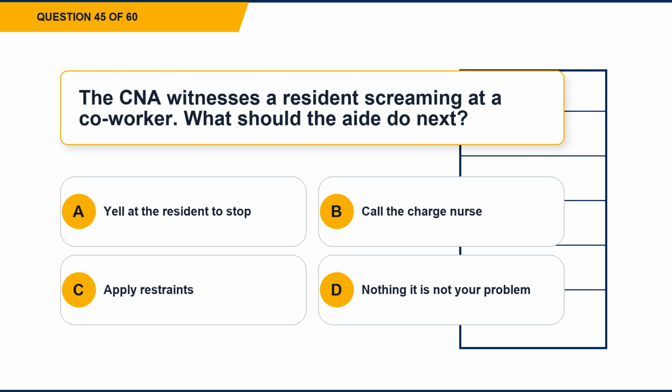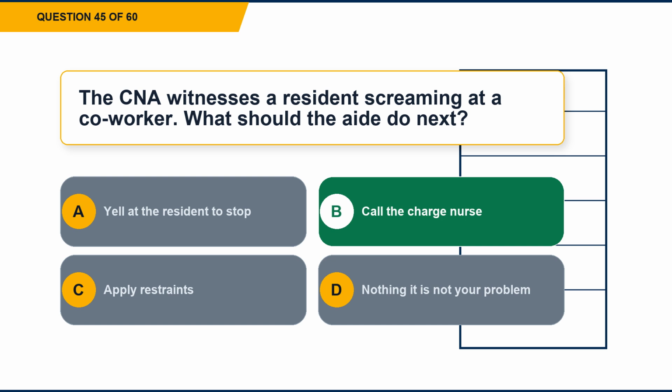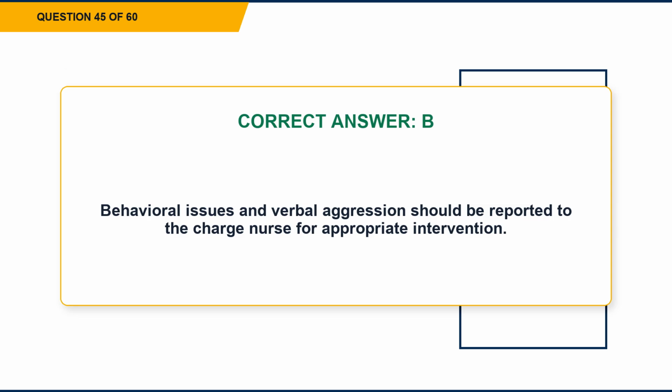Question 45. The CNA witnesses a resident screaming at a coworker. What should the aide do next? Option A. Yell at the resident to stop. Option B. Call the charge nurse. Option C. Apply restraints. Option D. Nothing, it is not your problem. The correct answer is option B. Call the charge nurse. Explanation. Behavioral issues and verbal aggression should be reported to the charge nurse for appropriate intervention.